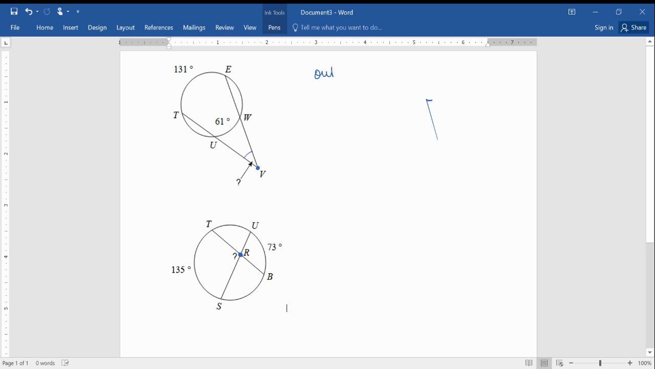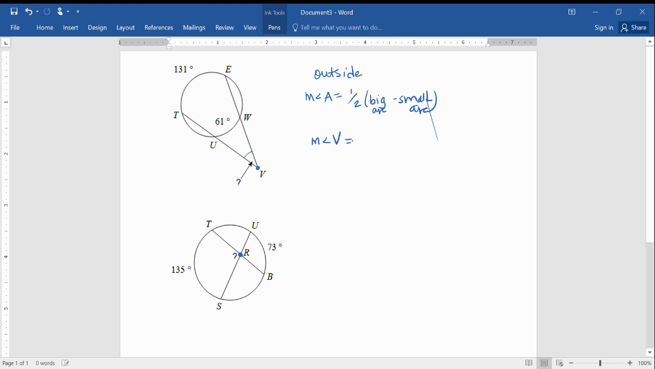It is outside the circle. If you refer to your note sheet, what we discovered was that the measure of the angle you're looking for is equal to 1/2 the difference of the big arc minus the smaller arc. Okay, so angle V is what we're trying to find.